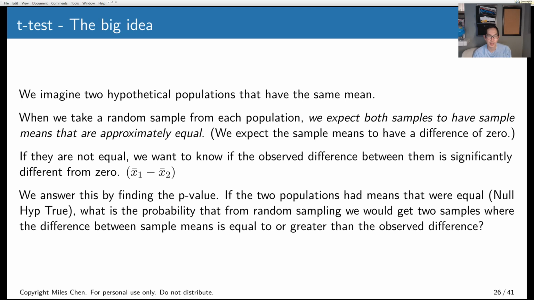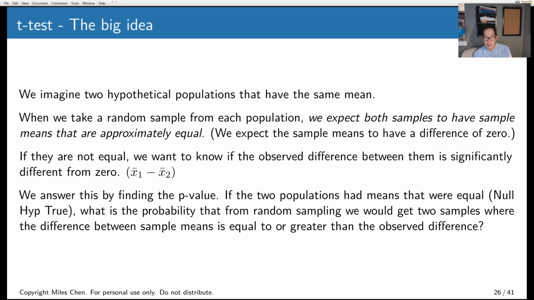So yeah, we imagine two hypothetical populations that have the same mean. And so when we take a random sample from each population, in that scenario, we would expect both samples to have sample means that are approximately equal. Okay? Or in other words, we expect the sample means to have a difference of 0. If they're not equal, we want to know if the observed difference between our sample means is significantly different from 0. Is x bar 1 minus x bar 2 significantly different from 0? And we're going to figure this out by finding the p-value.